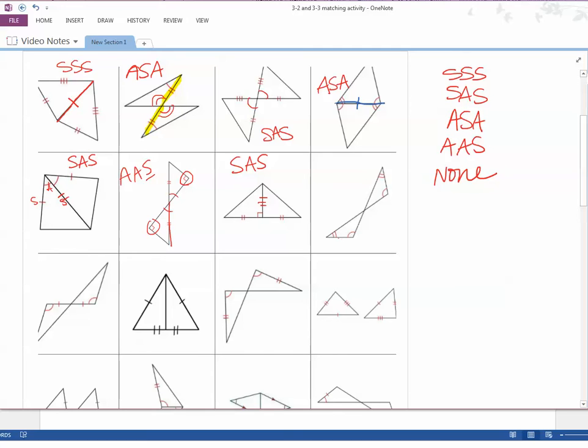This one has a bunch of angles. We have angle, angle, angle, and angle, angle, angle is not one of those. So this one is none or not possible. This one is very similar to this one up here. This is angle, side, angle. We have a reflexive side here. This is side, side, side. We have vertical angles. The side does not connect between the angles, so this is angle, angle, side. Here we've got side, side, side.